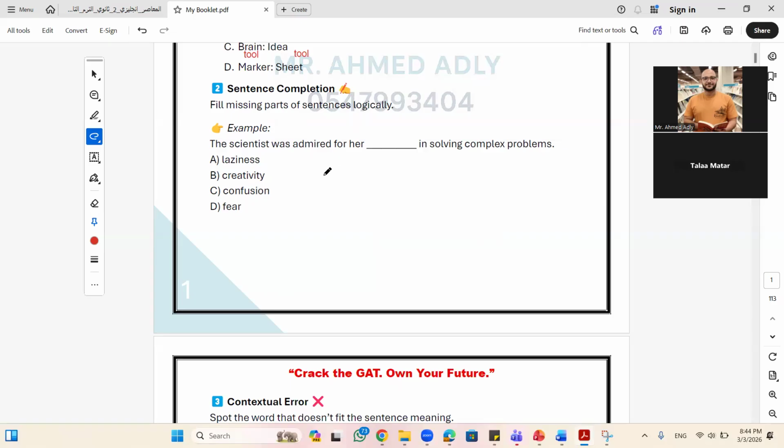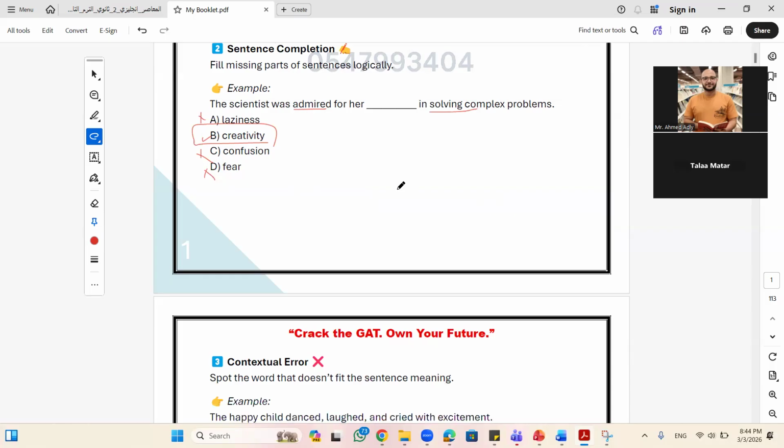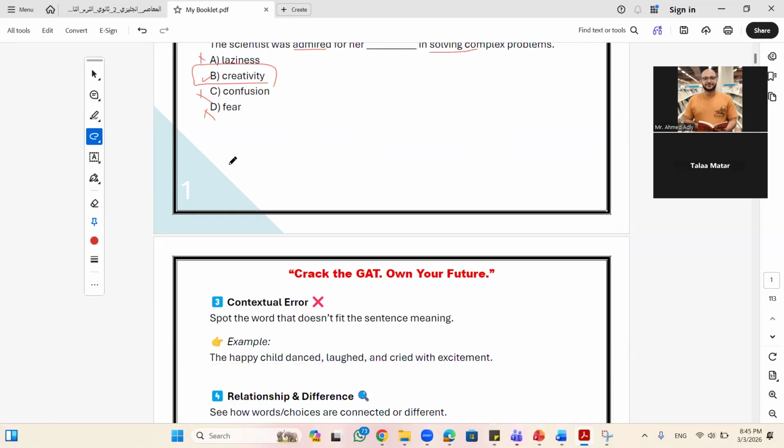For example, the scientist was admired in solving complex problems. So laziness, nobody is admired for something for his laziness. Creativity, this is possible. But here is the trick. You gotta make sure that all the other options do not fit the context here. Confusion, nobody is admired for his confusion. Fear, hands down, nobody is admired for his fear. So the right answer here is creativity. So the scientist was admired for her creativity in solving complex problems. This is a sentence completion.